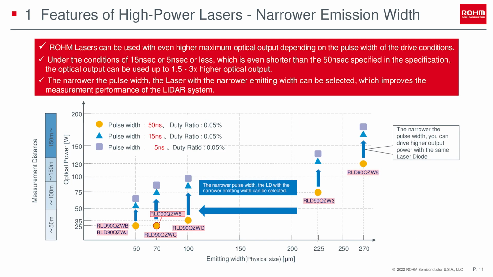In addition, ROHM laser diodes can be used at even higher maximum optical power, depending on the pulse width conditions in which they are driven. Under conditions of 15 nanoseconds or 5 nanoseconds or even less, which is even shorter than the 50 nanoseconds specified in the specifications, it is possible to use up to 1.5 to 3 times higher optical output power. The narrower the pulse width, the narrower the emission width of the laser diode that can be selected, thus improving the measurement performance of the LiDAR system.